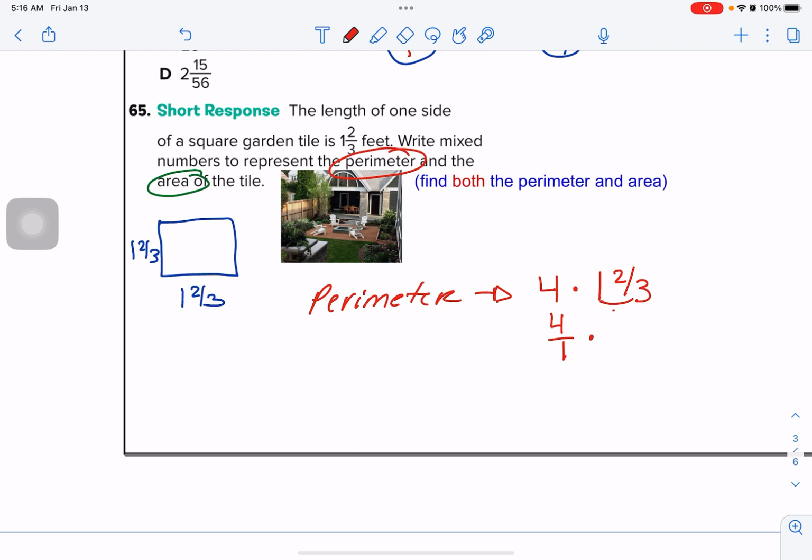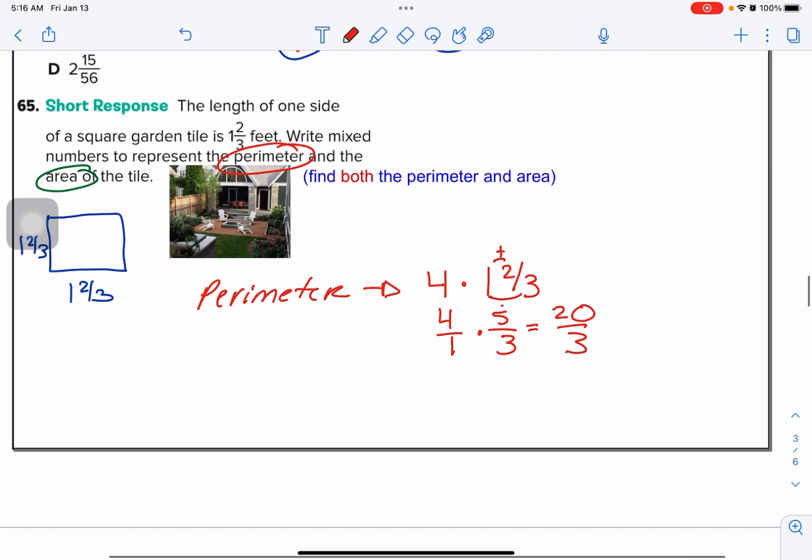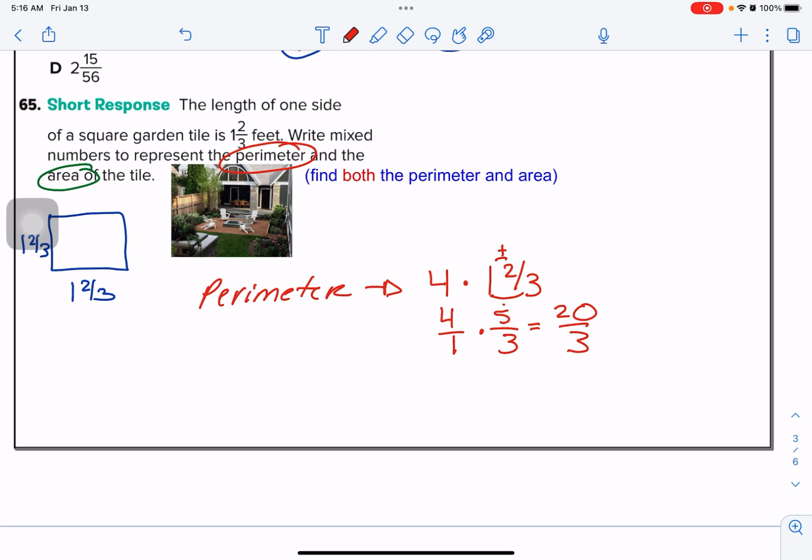3 times 1 is 3, plus 2 would be 5/3. And now I'm going to look to see if I can cross reduce. I can't cross reduce, so I multiply across, and I come up with an answer of 20/3. Now that is an improper fraction, meaning I have more on the top than I do on the bottom. So I'm going to convert that to a mixed number.